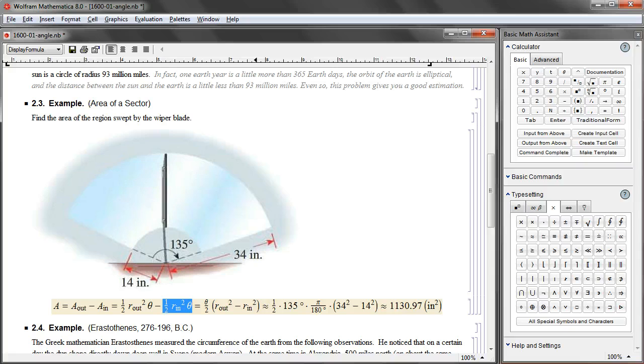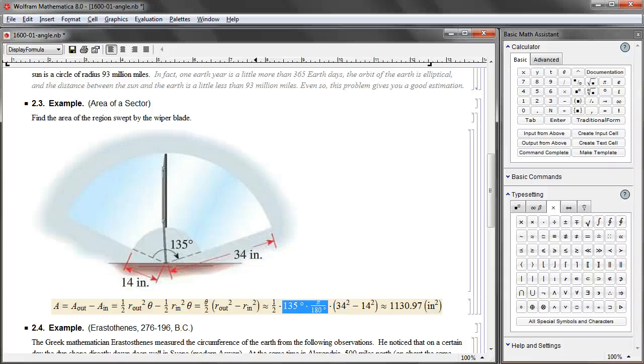You can factor theta over 2 out, and then we have 34 squared minus 14 squared. Now, that's 34 squared minus 14 squared, and 1/2 was there before. What is angle theta? Here it is. We have to use radian measure in order to use that area formula, so you have to convert this 135 degrees into radian.